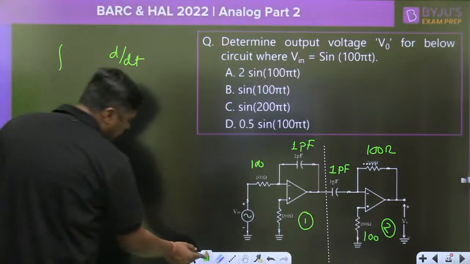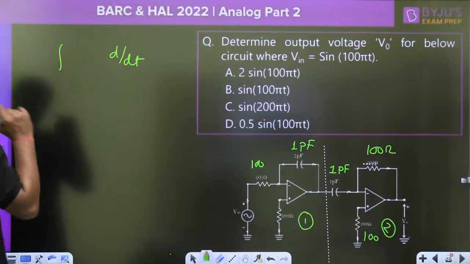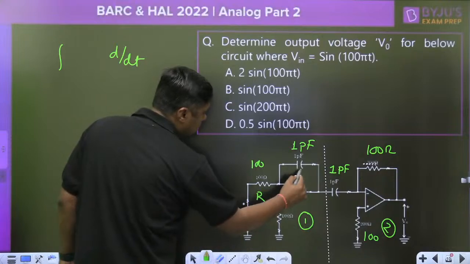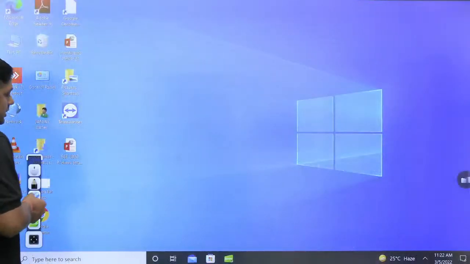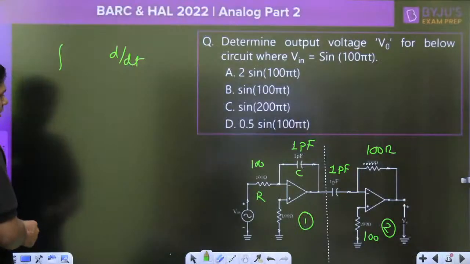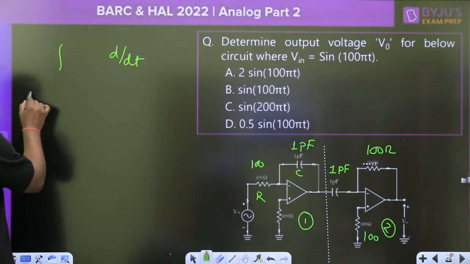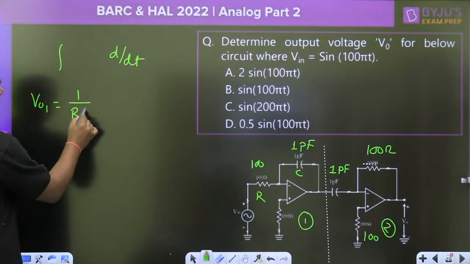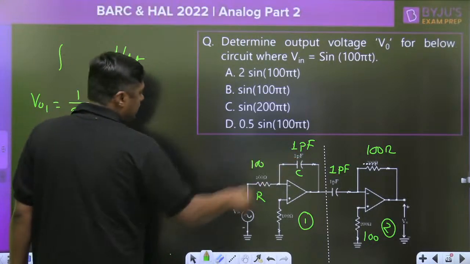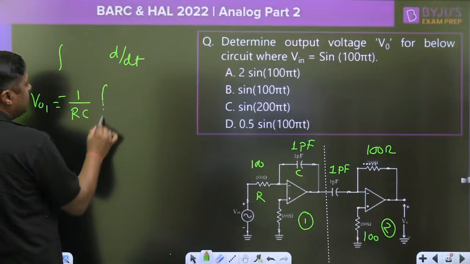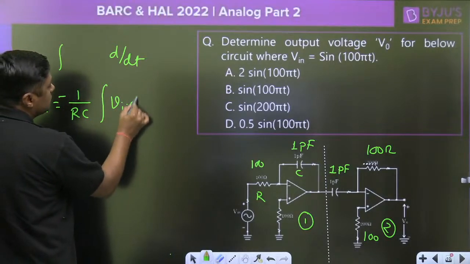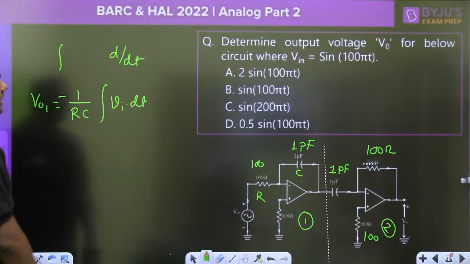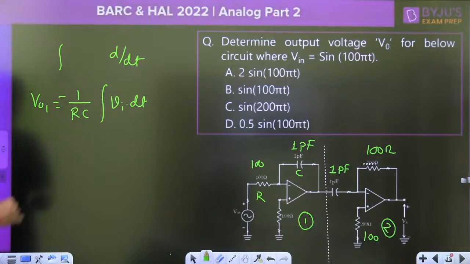Because in integrator, always remember, this is the R, this is the C. If there is no initial voltage, always the output of the integrator is 1 by RC, this is RC with negative sign, integration of VI dt. 1 by RC integration of VI dt.